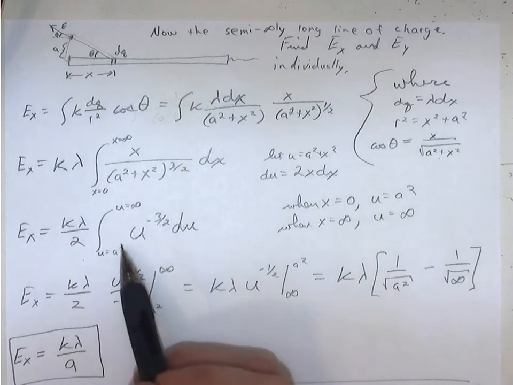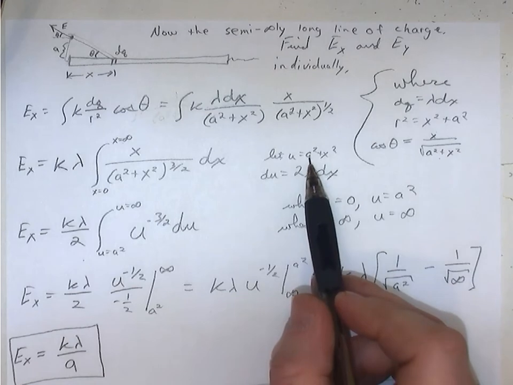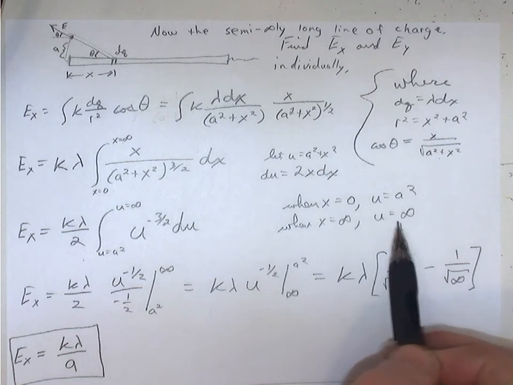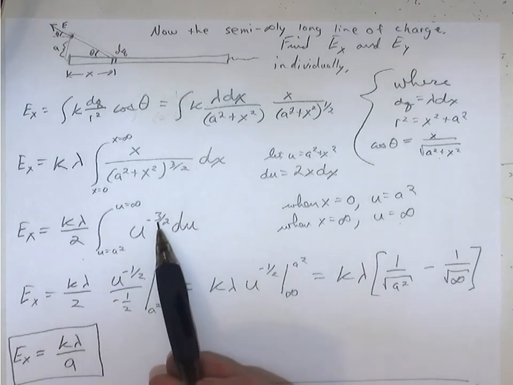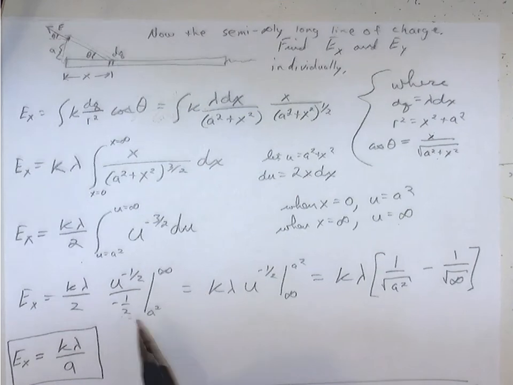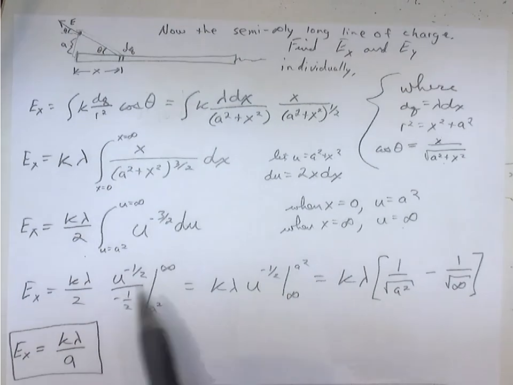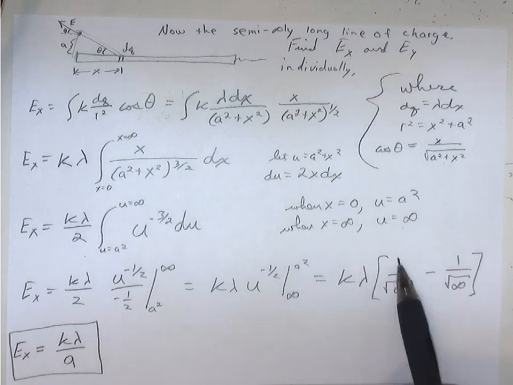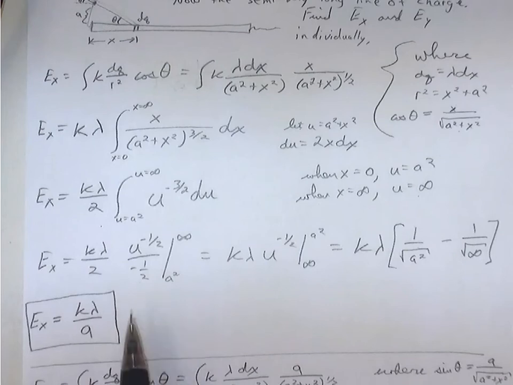I also change the limits from terms of x to terms of u. So when x equals 0, I just plug that into this formula here, and I get a squared. When x equals infinity, I get u equals infinity. So these limits have now been changed. Integrate using the power rule like you would normally do. Increase the exponent by 1, divide by the result. 2, 1/2, they cancel each other out. And the negative in the denominator here just flips the limits of integration. So I end up with k lambda times 1 over square root of a squared minus 1 over square root of infinity. 1 over infinity is 0. So that means the x component is k lambda over a.